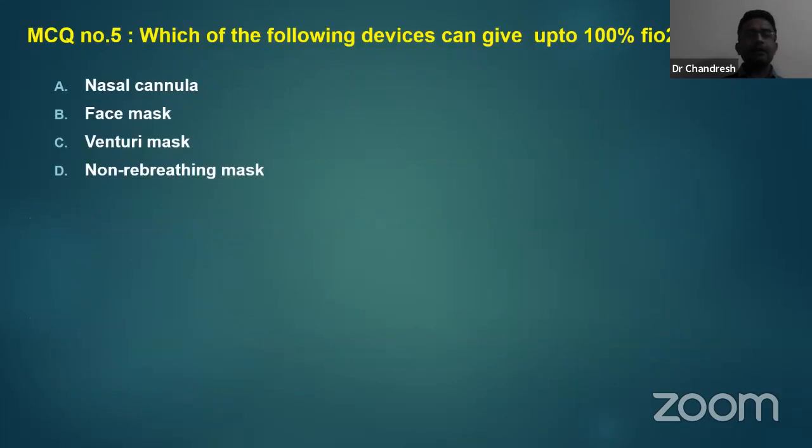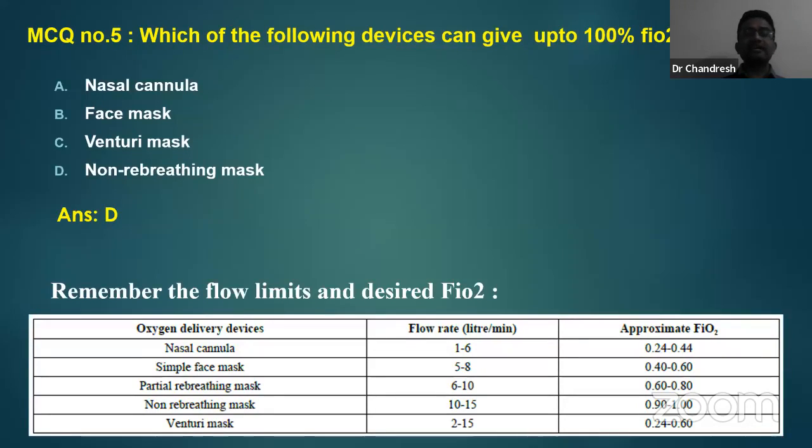Next, let's see another MCQ. Which of the following devices can give up to 100% FiO2? Is it nasal cannula, face mask, Venturi mask, or non-rebreathing mask? Let's record a few answers. The majority of them have answered C, and a few of them have given answer D. Previously, I told you the Venturi mask can give the desired FiO2, but never higher FiO2. So in this patient, the answer is D.